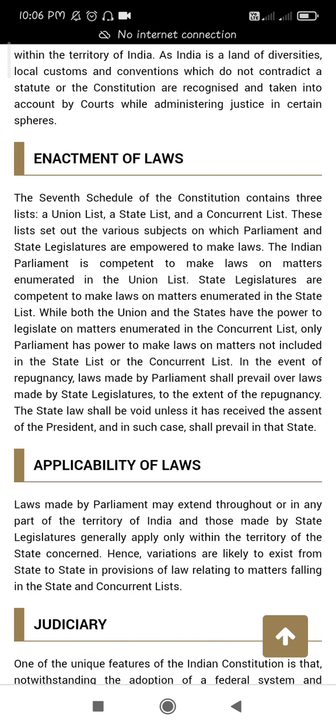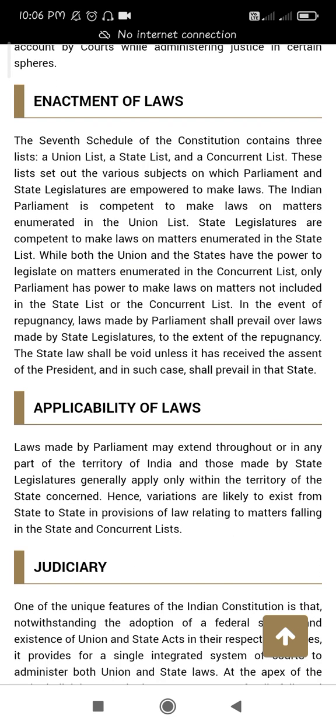Enactment of laws. The seventh schedule of the Constitution contains three lists: a union list, a state list, and a concurrent list. These lists set out the various subjects on which Parliament and state legislatures are empowered to make laws. The Indian Parliament is competent to make laws on matters enumerated in the Union list. State legislatures are competent to make laws on matters enumerated in the state list, while both the Union and the states have the power to legislate on matters enumerated in the concurrent list.